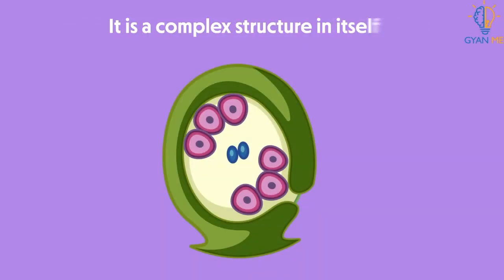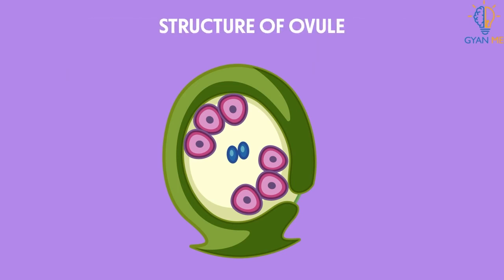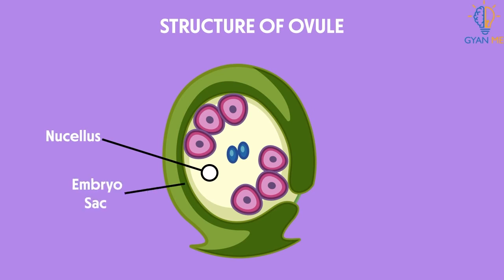Now let us dig inside one ovule. It is a complex structure in itself. It consists of a main part called the nucellus and the embryo sac consisting of the female gamete or female germ cell called an egg cell and other cells. The nucellus is covered by two outer layers, leaving an opening called the micropyle. This is the region from which the pollen tube enters the ovule.